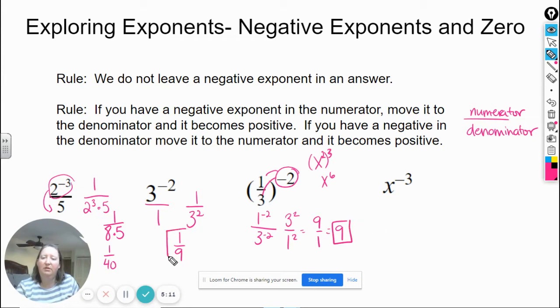Okay, I guess I could have drawn boxes around all my answers. There's no real math to do there, but you're not allowed to have this negative sign in here. So this just ends up being 1 over x to the third. Okay? It was in the upstairs, so it moved to the downstairs. That's it.